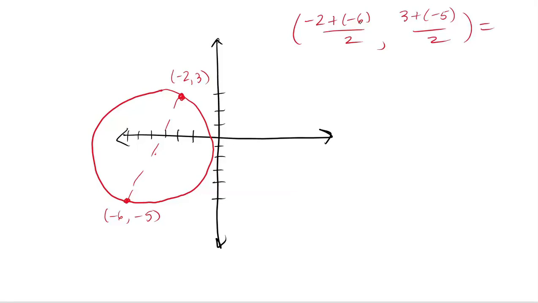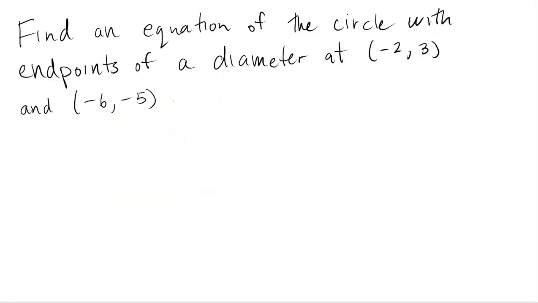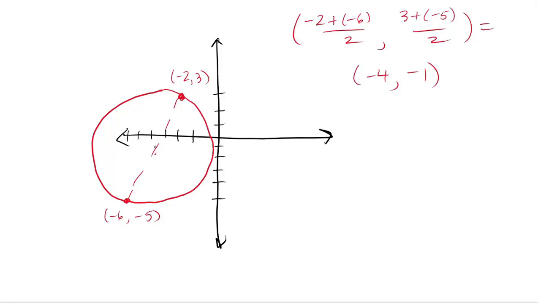Negative 2 plus negative 6 is negative 8. Negative 8 divided by 2 is negative 4. 3 plus negative 5 is negative 2. Negative 2 divided by 2 is negative 1. The center occurs at negative 4, negative 1. So the center of our circle is negative 4, negative 1. Seems reasonable based on my picture. My picture's not great, but the center would be around here. That's good.